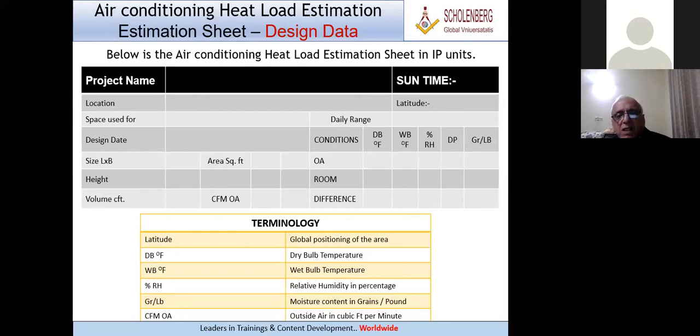Then the time of the day. When the sun rises, the heat is less. As the sun goes midway, the sun becomes brighter and more heat comes. When the sun sets, the heat becomes less. So the sun time is also defined out here. And conditions: outside air, room air, and difference. This is the basic design data that you should enter on top of every Excel sheet. We are providing the totally automated Excel sheet where you can put in this data. And in our module, we will explain what these are all about.